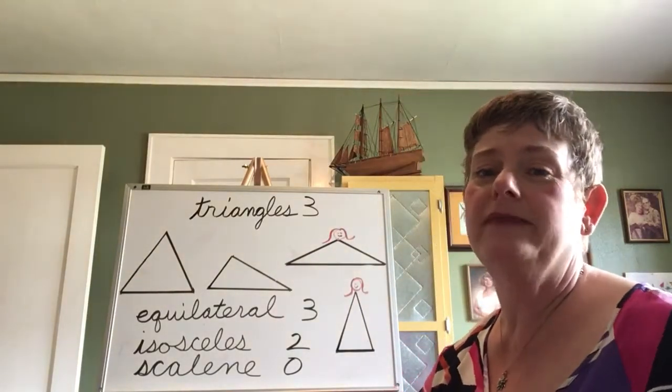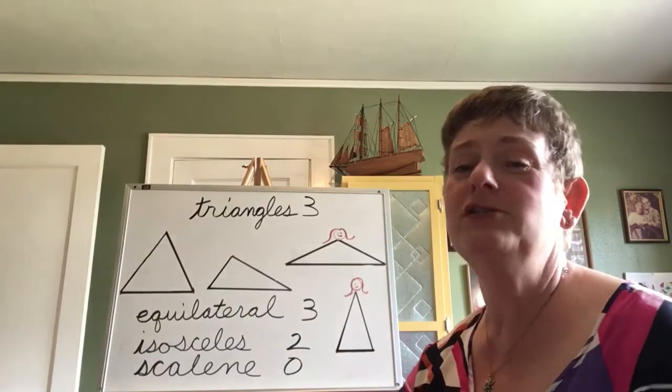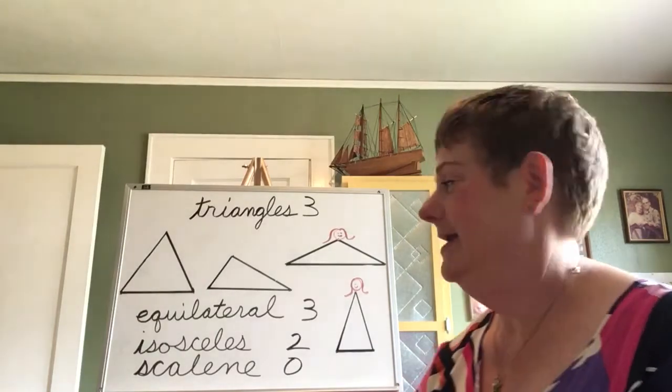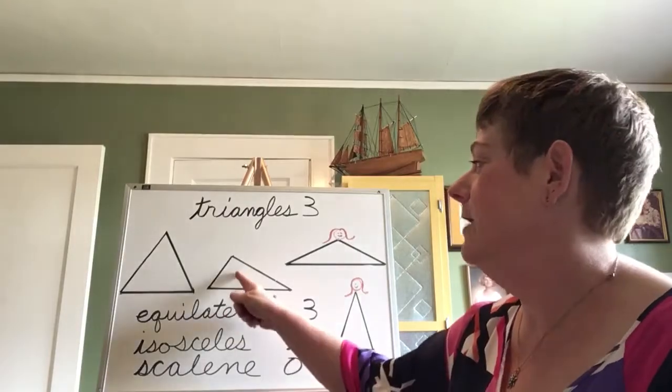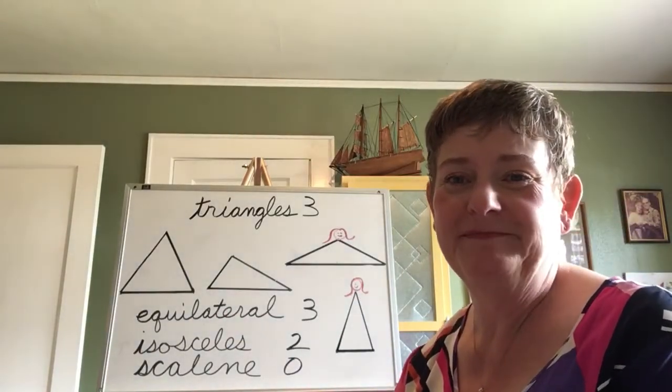That's how I remember that the isosceles triangle has two sides that are the same. And the scalene triangle has no sides that are the same.